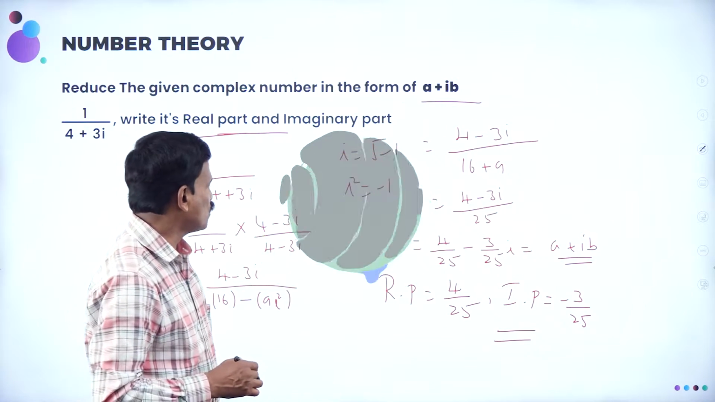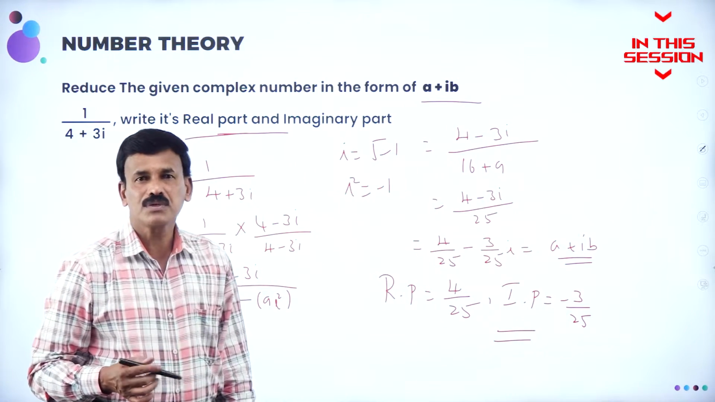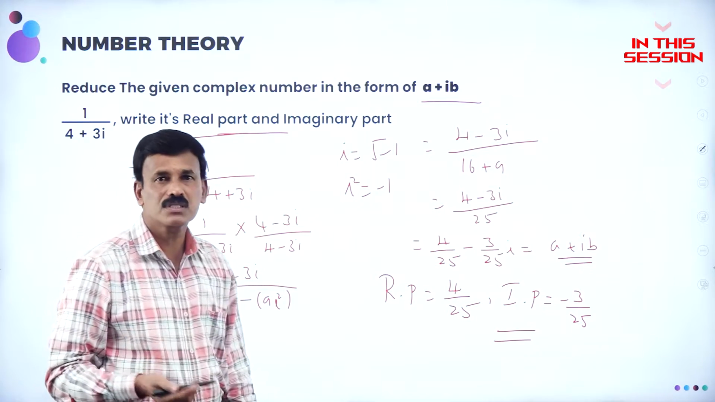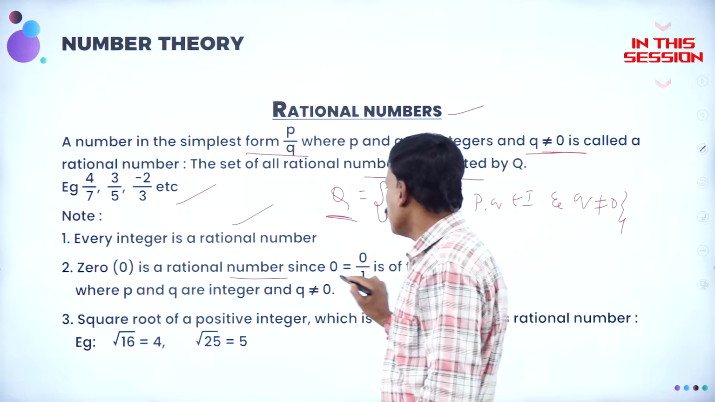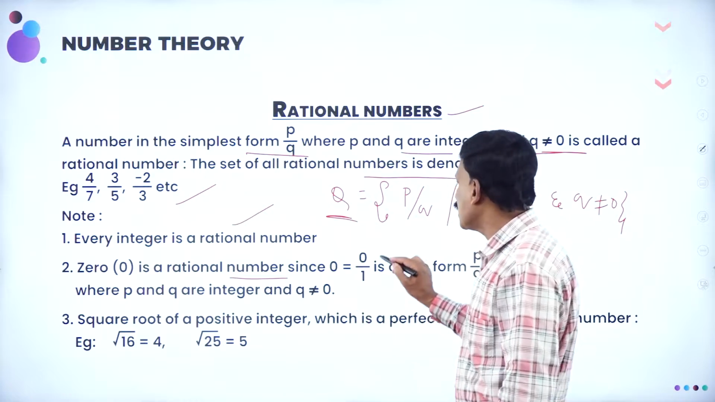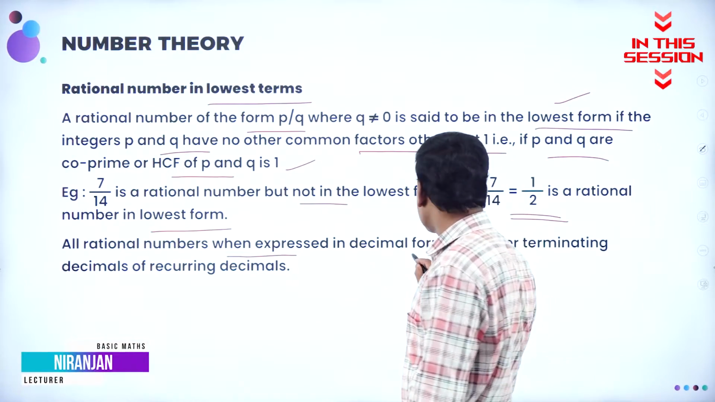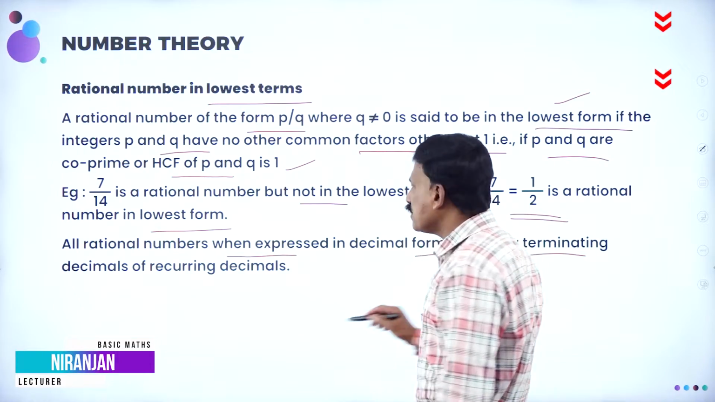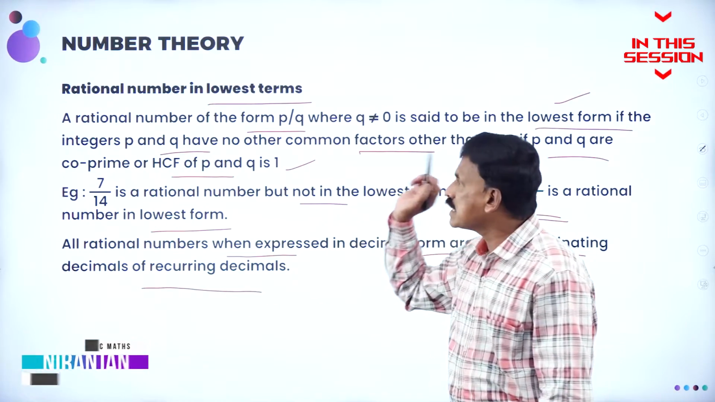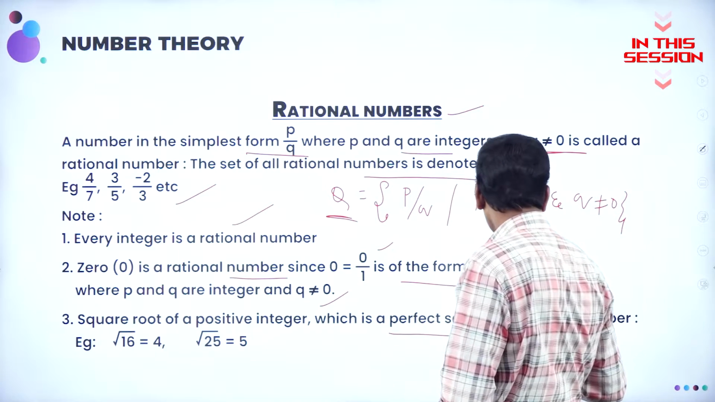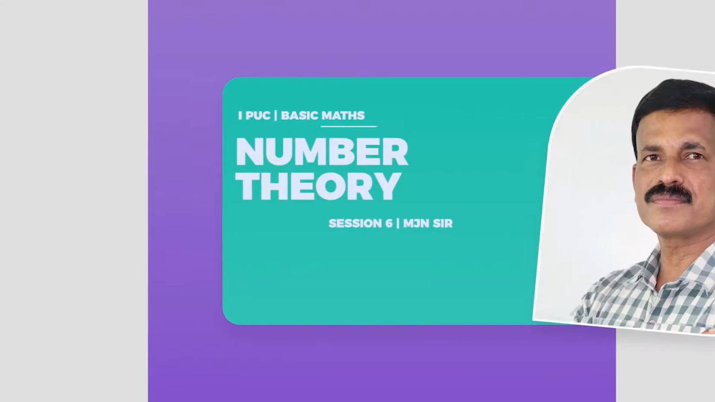The real part is 4 by 25 and imaginary part is minus 3 by 25. That's it. If you do this much, you will get 3 marks. That's it. 0 is a rational number since 0 can also be written as 0 by 1. All rational numbers when expressed in decimal form are either terminating decimals or recurring decimals. The square root of a positive integer which is a perfect square is a rational number.